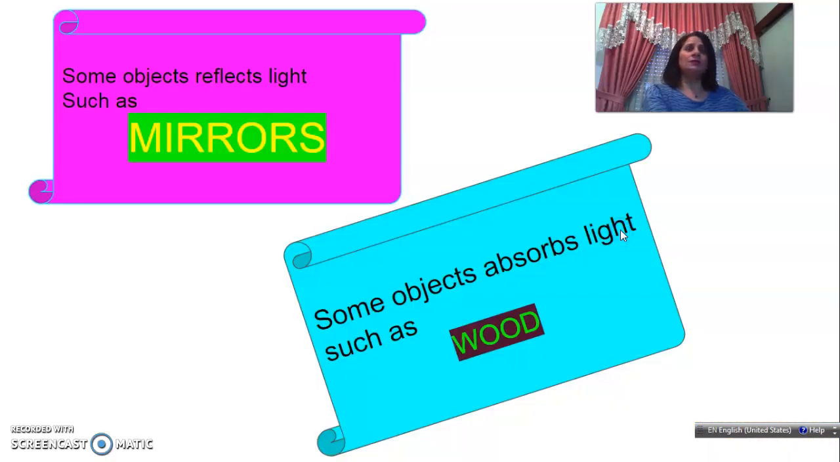So we can notice there are two kinds of objects. Some objects reflect light, such as mirrors. Some objects absorb light, such as wood.